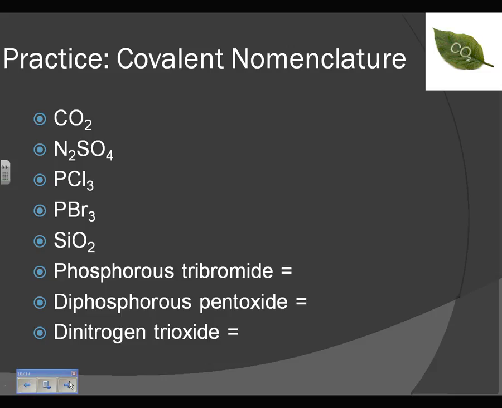Here are some examples. The first one would be carbon dioxide. Number two would be nitrogen sulfide. Number three would be phosphorus trichloride. The next one would be phosphorus tribromide. The next one would be silicon dioxide. Phosphorus tribromide would look like PBr3.